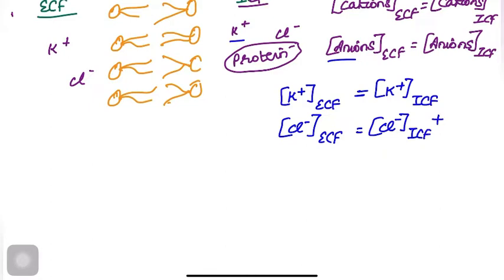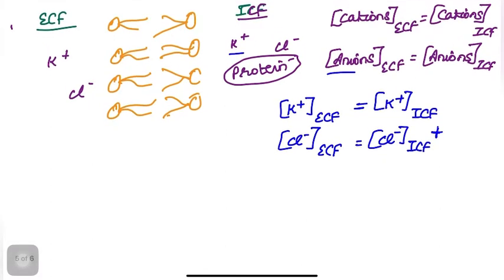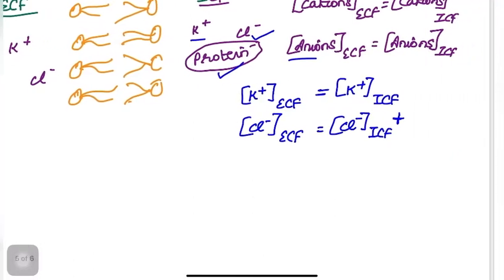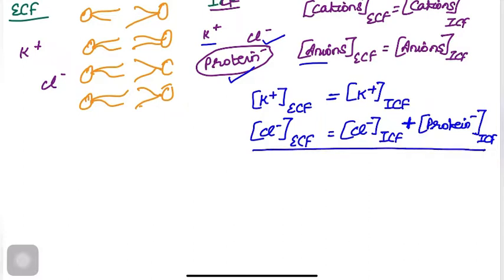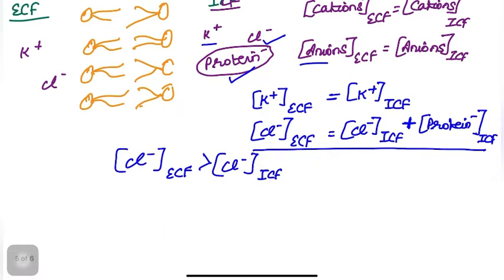And what are the negatively charged ions present in ICF? It is chloride and protein. So the chloride concentration of ECF should equal the chloride concentration of ICF plus the protein concentration of ICF. You understood, right? As protein is also negatively charged, the chloride concentration of ECF should equal the chloride concentration of ICF and the protein concentration of ICF. So from this equation, we can understand that the chloride concentration of ECF is actually greater than the chloride concentration of ICF.